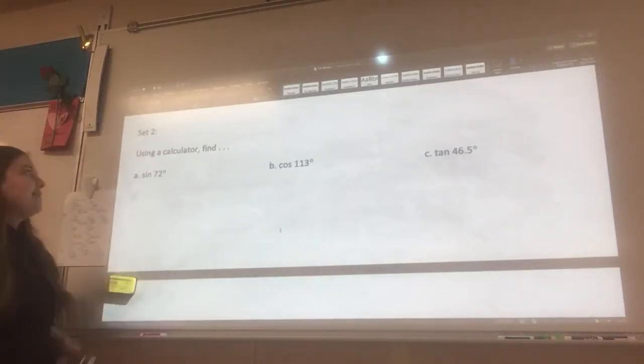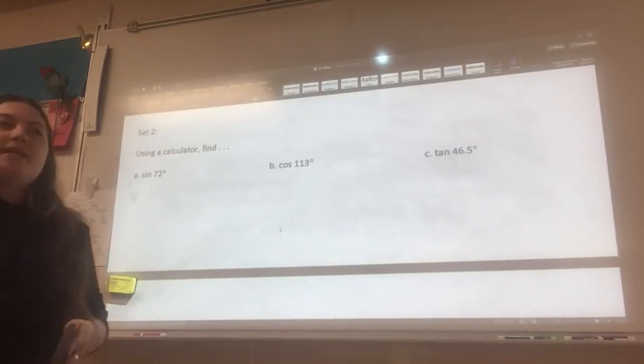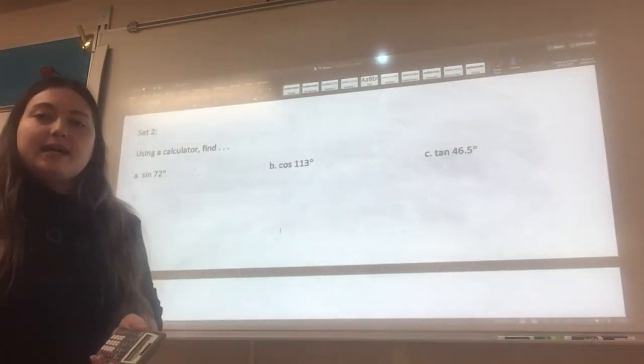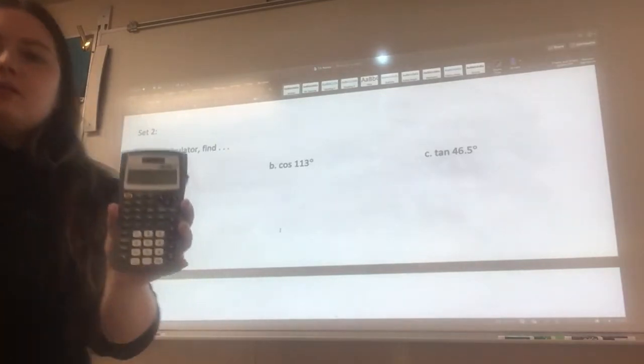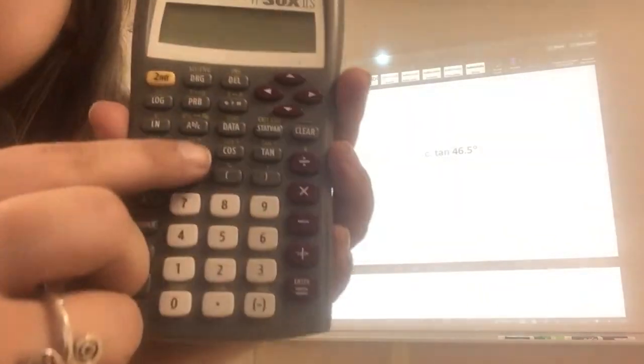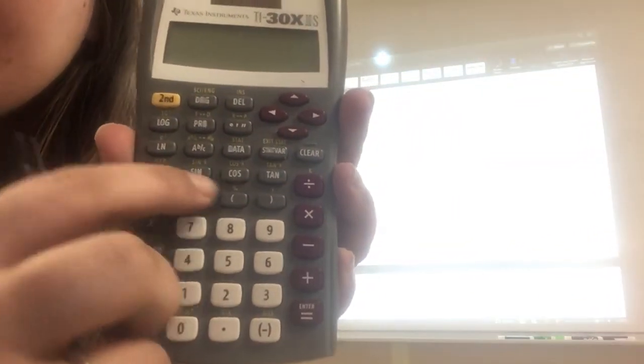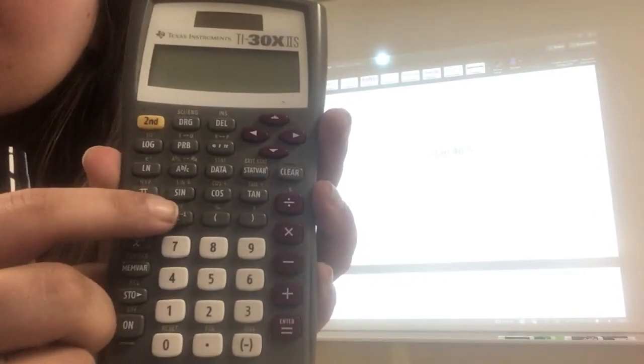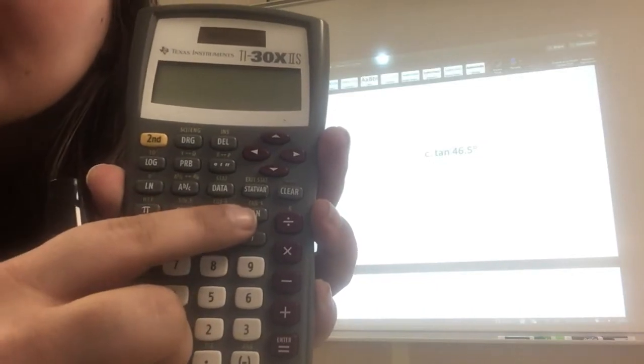So we are now on set 2. You have just now realized there are ratios with right triangles of sine, cosine, and tangent. Our next step is to put them in the calculator. Looking at the calculator, there are specific buttons that say sine, cosine, and tangent. If you're doing this on the iPad, it is also there as sine, cosine, and tangent.